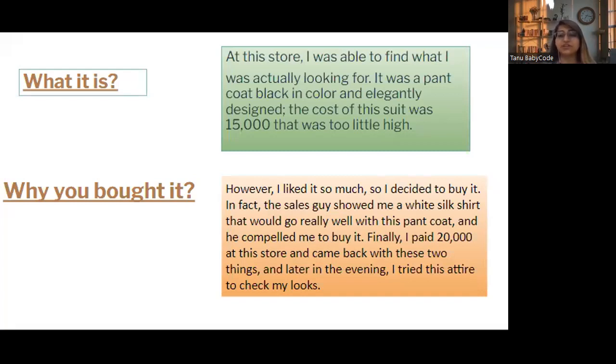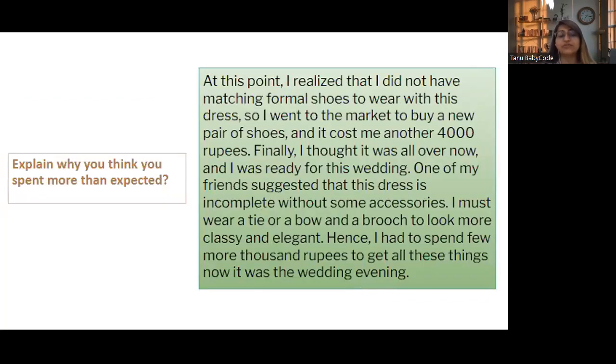And later in the evening, I tried this attire to check my looks. So he spent 15,000 for the pant coat. Why he bought it? Because he wanted to look good for his friend's birthday, for his occasion. And he spent 5,000 more for the shirt. So finally, he paid 20,000. Next bullet point was why you think he spent more than expected.